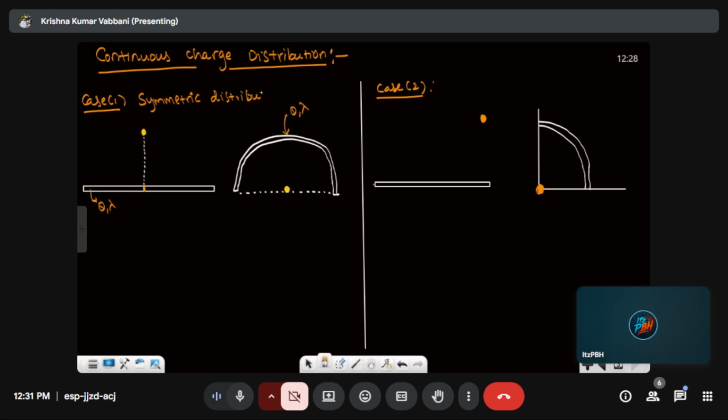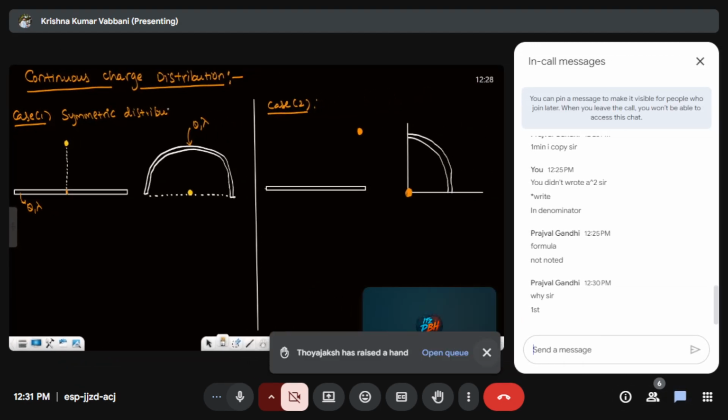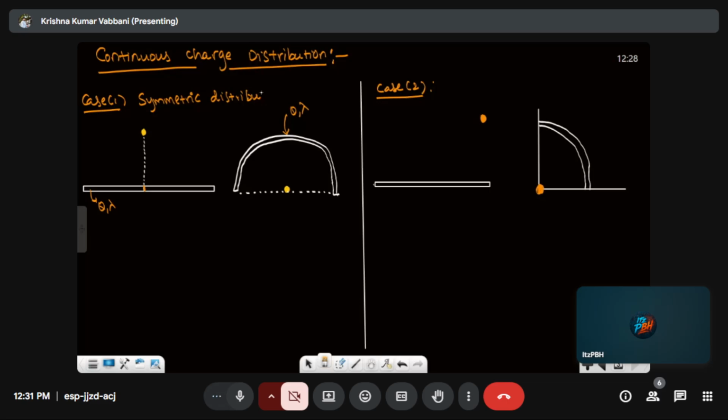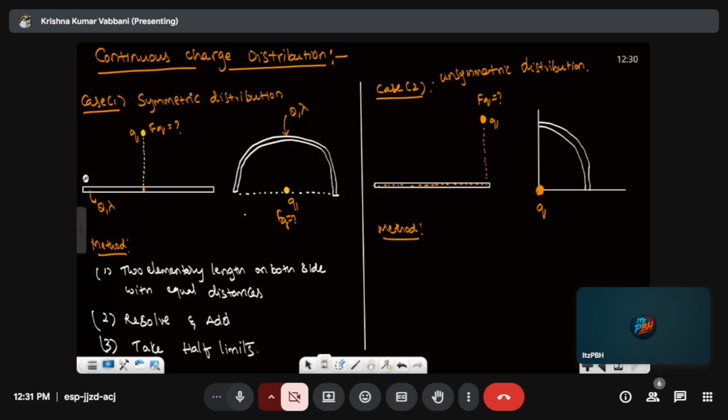And in this method, what do I have to take? Here we have to take only one elementary length. We'll take an example, don't worry. When we find an elementary length, we have to resolve it and find dFx and dFy. From this we can find my Fx, and from this I can find my Fy.